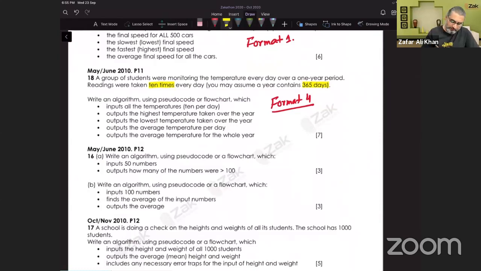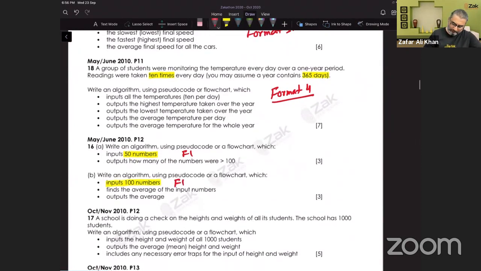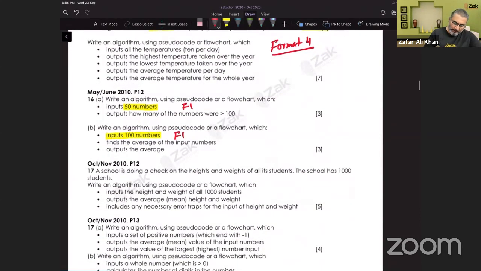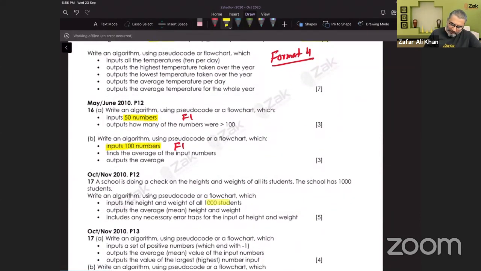Look at this question. Write an algorithm using pseudocode or flowchart which inputs 50 numbers and outputs how many of the numbers were greater than 100. So greater than 100 is a condition, not a number. This is format 1. Now it says input 1000 numbers. This is format 1. Input the height and weight of all 1000 students. So this is format 1.